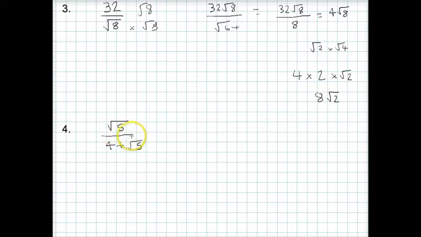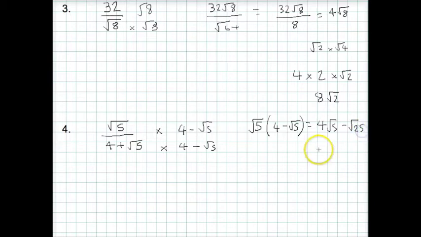And the last one here, question 4. We're going to be multiplying top and bottom, this time by 4 minus root 5. Top and bottom by 4 minus root 5. So on the top, we're going to get root 5 multiplied by 4 minus root 5. That's going to give us 4 root 5 minus root 25, which simplifies to 4 root 5 minus 5.